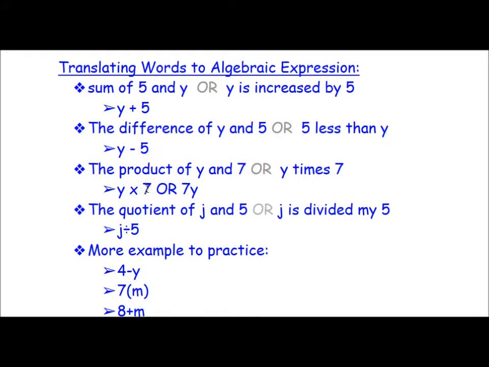y times 7 can also be written as the product of y and 7, which is 7y, or y multiplied by 7. Y times 7 can also be written as 7y. Similarly, for j divided by 5, in words this expression can be expressed as the quotient of j and 5, or j is divided by 5.